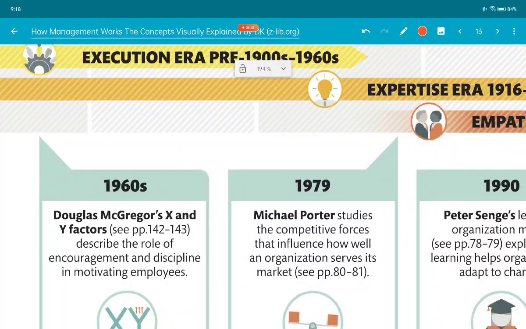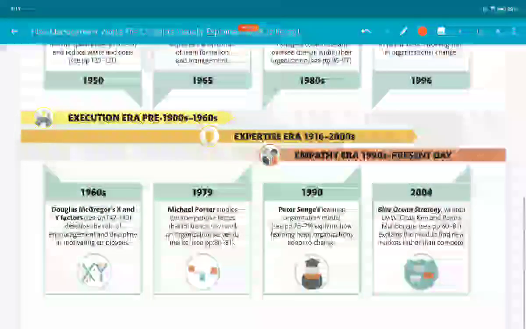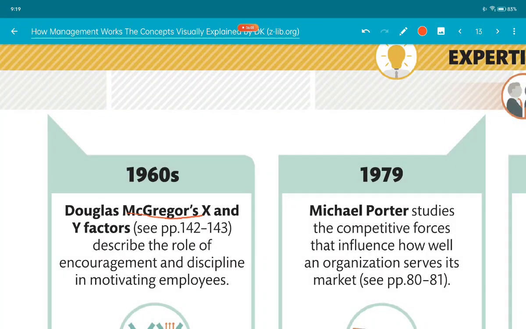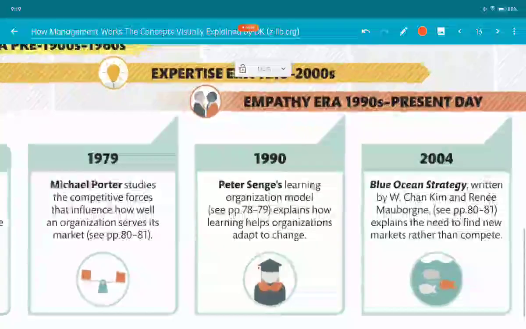Now 1960, 1979, then 1990 and 2004. These four years we want to discuss more, like Douglas McGregor's Theory X and Theory Y. Okay. 1979, Michael Porter studies the competitive forces that influence how well an organization serves its market.